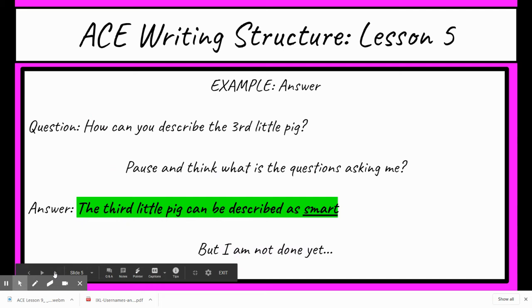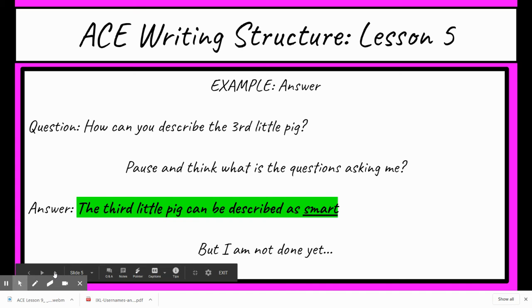So let's give an example here. Let's go to our trusty three little pigs. And we have the question, how can you describe the third little pig? Remember, you need to pause and think what the question is really asking you. It's asking you how you can describe him. It doesn't say physically or mentally, so you can put that spin on it however you'd like. Do you want to describe what he looks like or how he behaves, a trait?